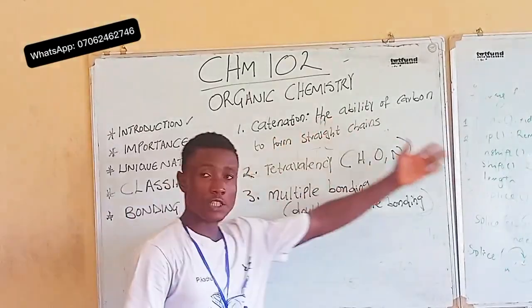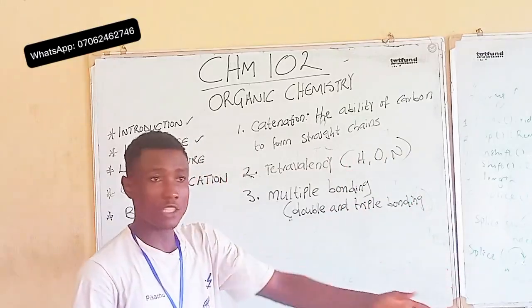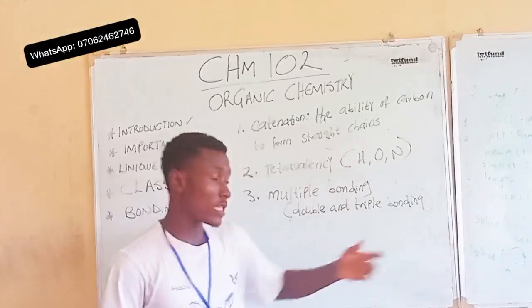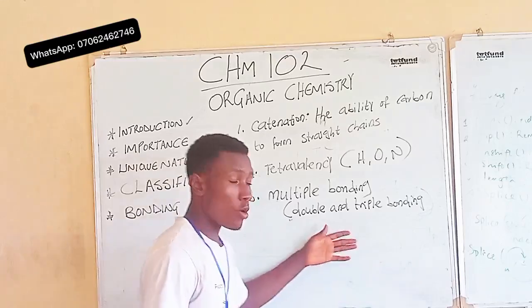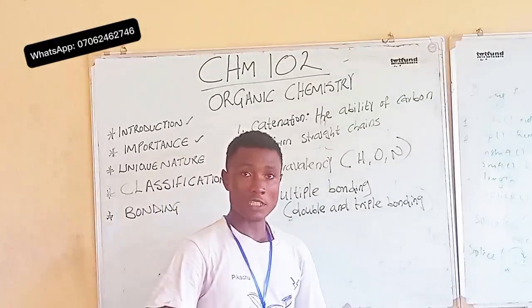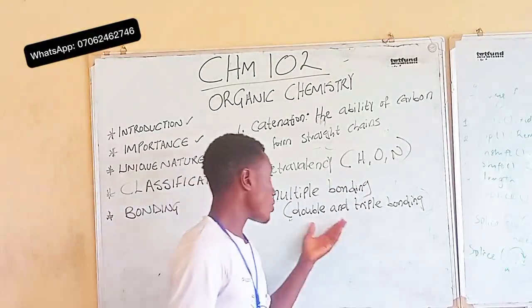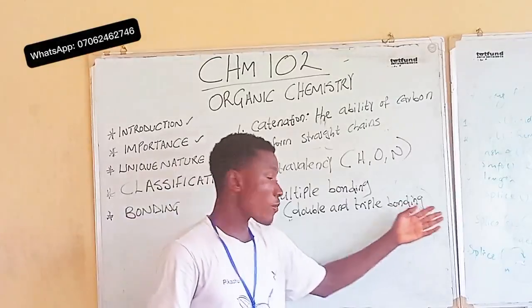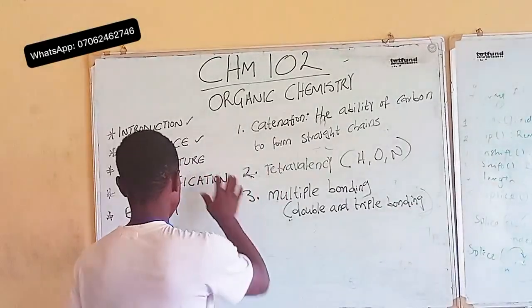We talk about the catenation that makes carbon form long straight chains or long branching. We have tetravalency and we have multiple bonding, which I have talked about: the double bond and the triple bonding. As we continue in this class, we are going to understand how the double bonding and the triple bonding come into play.